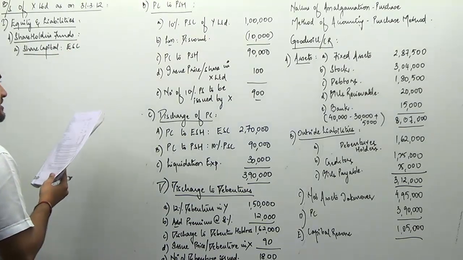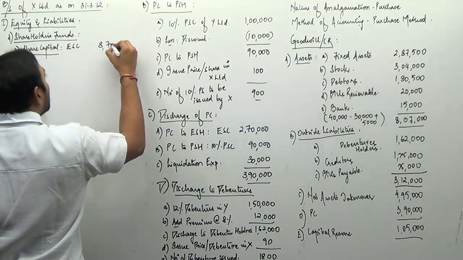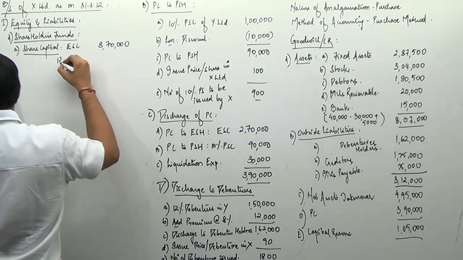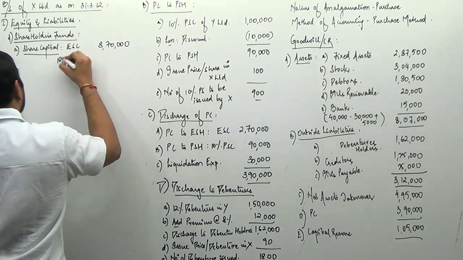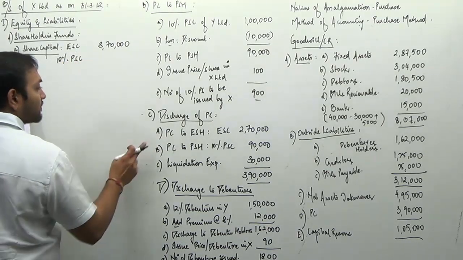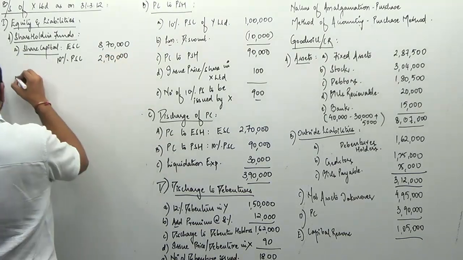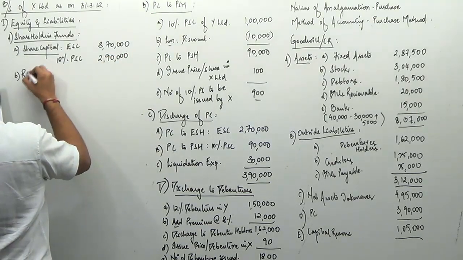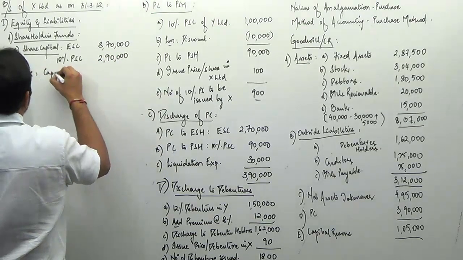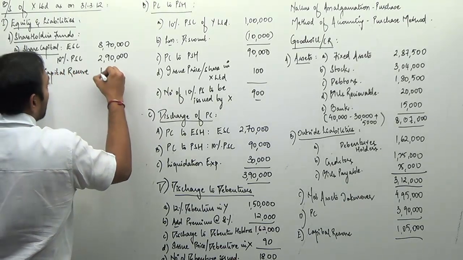Equity share capital of X is 6 lakhs plus 2 lakhs 70, 8 lakhs 70. Then 12% preference share capital. 10% preference share capital already existing. 2 lakhs plus 90,000. Reserves and surplus. First one is a capital reserve that we got. We just identified the capital reserve as 1,05,000.